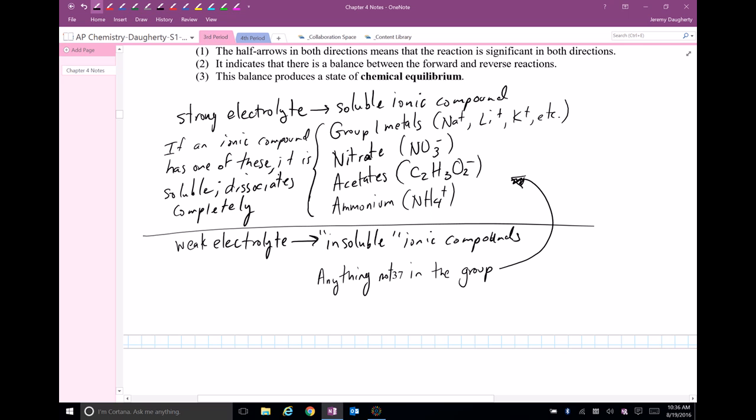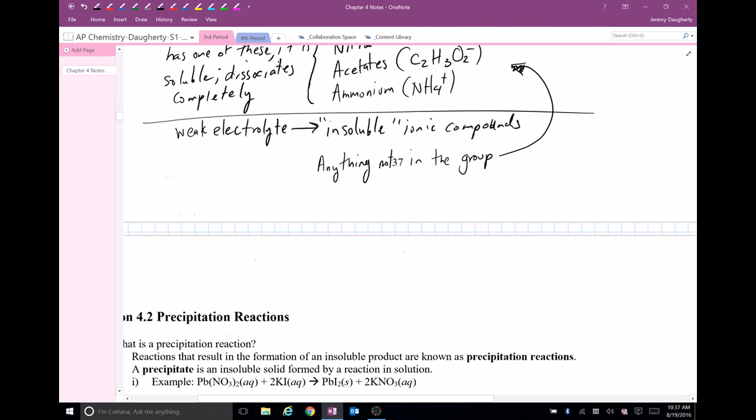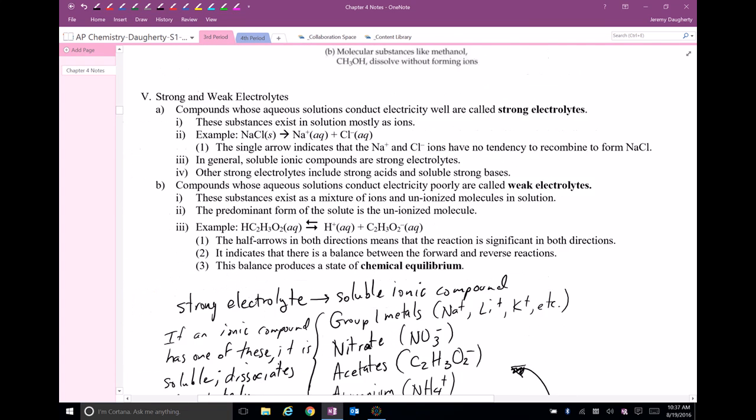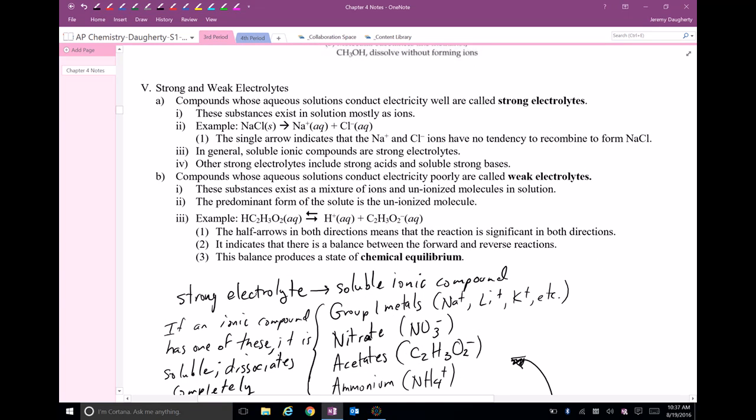Now, if it gives you a solubility chart, then realize that anything soluble dissociates completely, anything insoluble does not dissociate completely, and we'll review that here in a second as well. All right, so let's just talk about strong and weak electrolytes here.